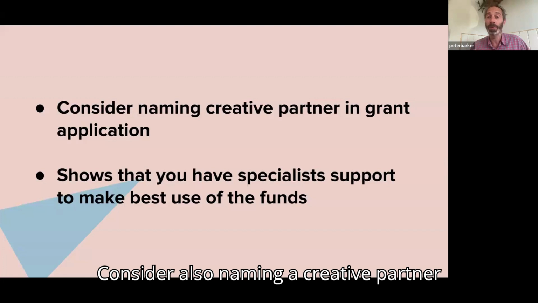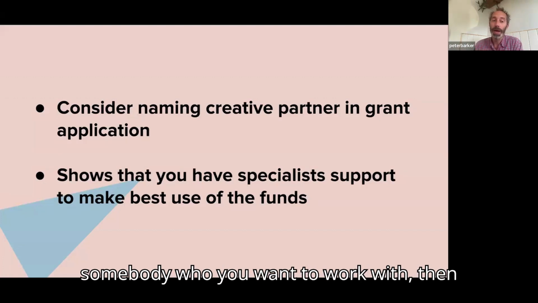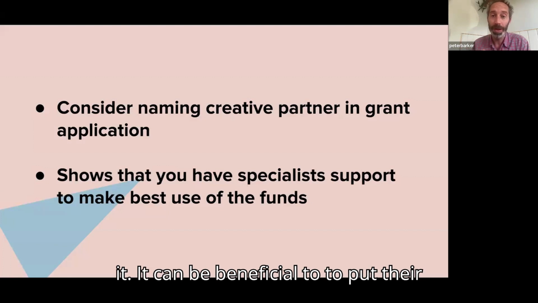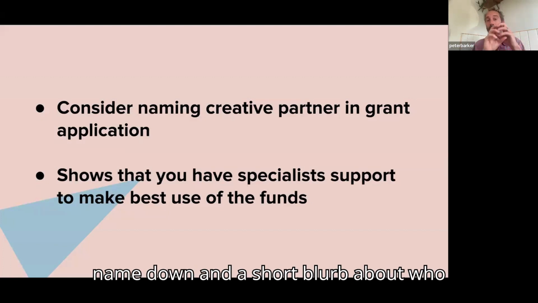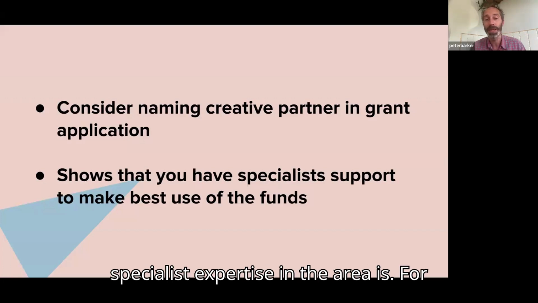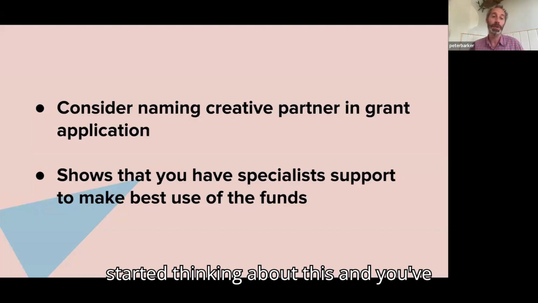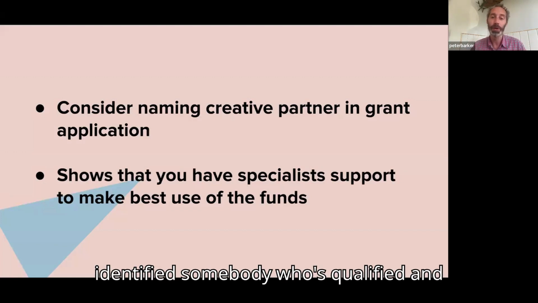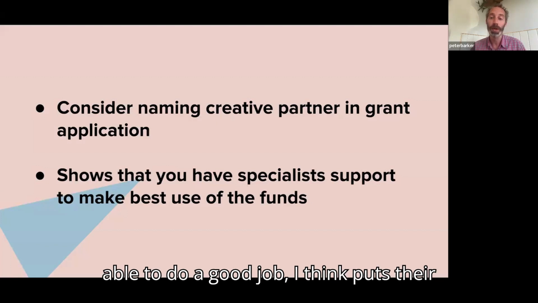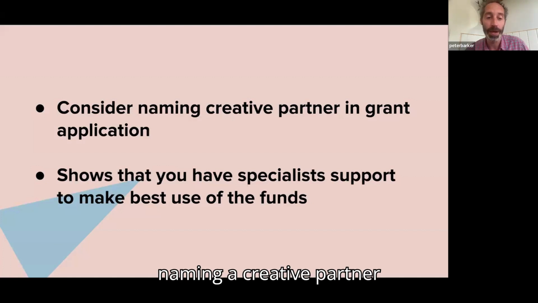Consider also naming a creative partner in the application. If you've spoken with somebody who you want to work with, then it can be beneficial to put their name down and a short blurb about who they are and what their specialist expertise in the area is, for funders to know that you've already started thinking about this and that you've identified somebody who's qualified and able to do a good job. I think it puts their mind at ease. So it might well be worth naming a creative partner.